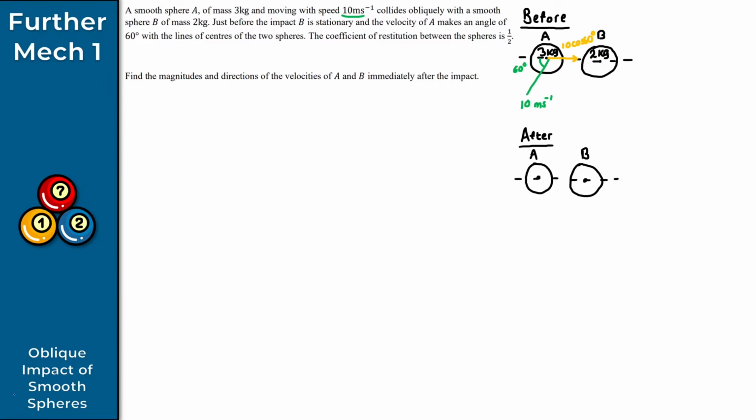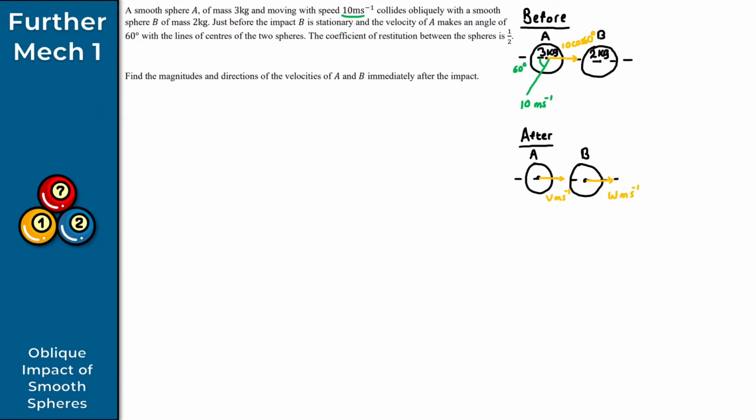And what we've also got here is our horizontal components now, right? So B clearly won't be stationary anymore because it's been hit by A. So we have horizontal components here for both A and B. Now, we don't know what those are. So I'm just going to call the horizontal component for A here V, so it'll be V meters per second. And in a similar fashion for B, I'll call the horizontal component W. We get W meters per second.